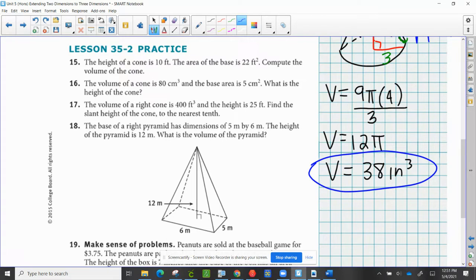Okay. So again, we're going to practice more problems of volumes for pyramids and cones. But remember, it's big B, H all over 3.